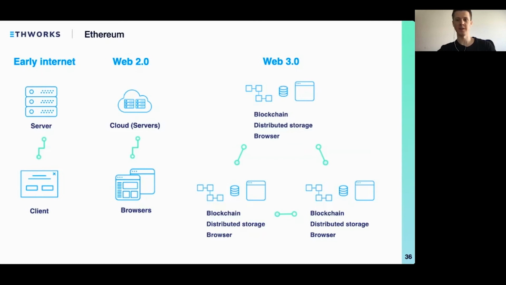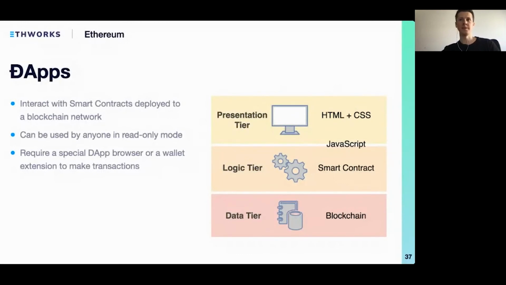And obviously, we run our applications in browsers. Such applications are named decentralized applications, DApps for short. Their main differentiating feature is that they interact with smart contracts that are deployed to some blockchain network. Other than that, they can be viewed as normal internet applications, as normal web apps.